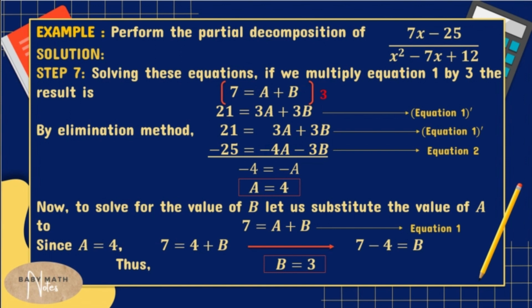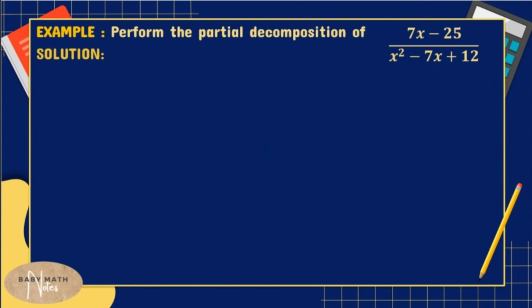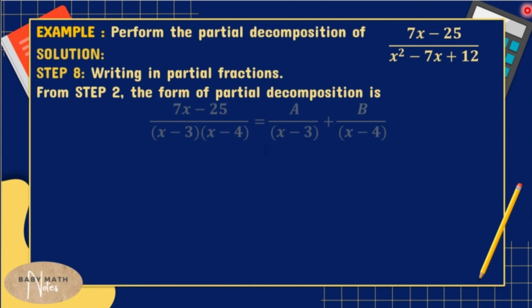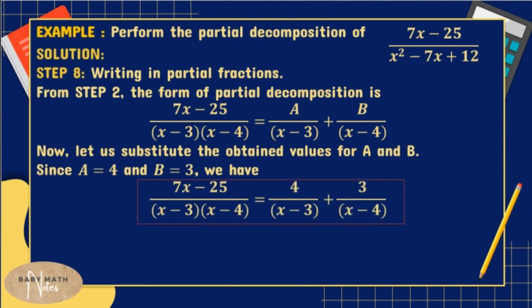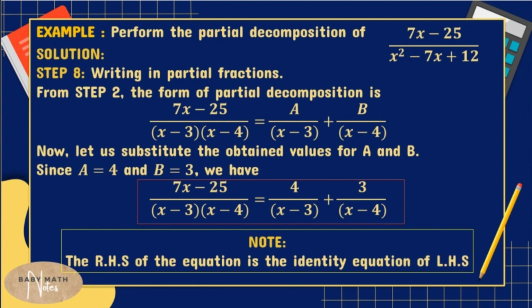So, meron na tayo. Nakuha na natin si A, nakuha na natin si B. Our step 8 is to write, writing in partial fractions. So, from step 2, the form of partial decomposition is ganito, kapag case 1. Ayan. So, linear factors ang nasa denominator natin. Now, since nakuha na natin yung A and B, yung values nila, isa-substitute lang natin yan. So, the answer is, 4 over x minus 3 plus 3 over x minus 4. But take note, the right-hand side of the equation is the identity equation of the left-hand side. Pag chinek mo yan, pag sinolve mo ito yung nakuha natin. Itong right-hand side natin, pag sinolve naman natin ito, dapat ito yung makuha natin. Okay?